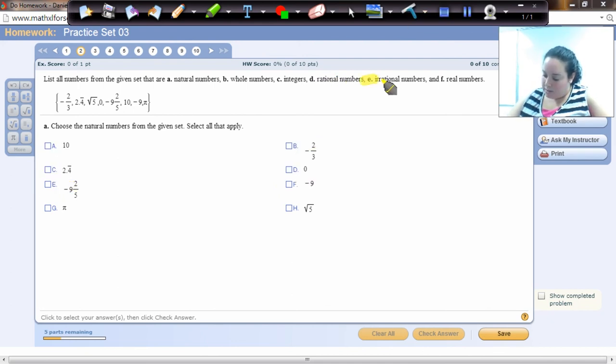What about irrationals? Irrationals are going to be everything that wasn't rational. So these were all rational, so the only two left are going to be the irrationals. What about real numbers? Real numbers are everything on the number line. So all of these. Good job.